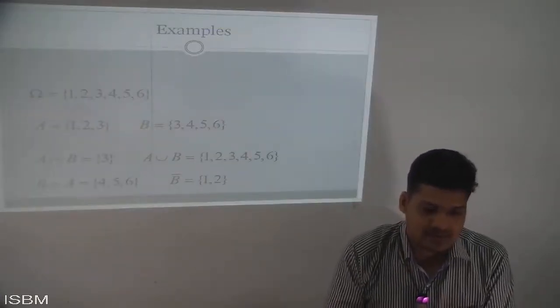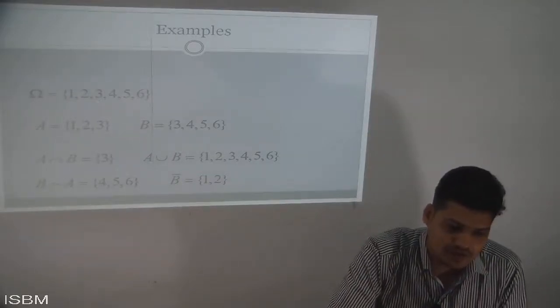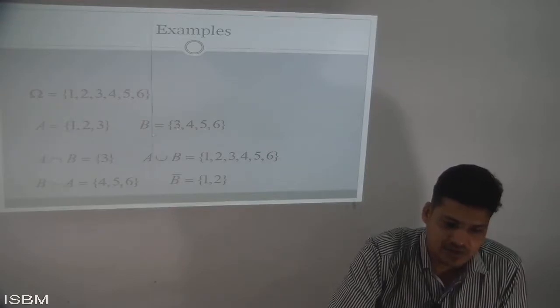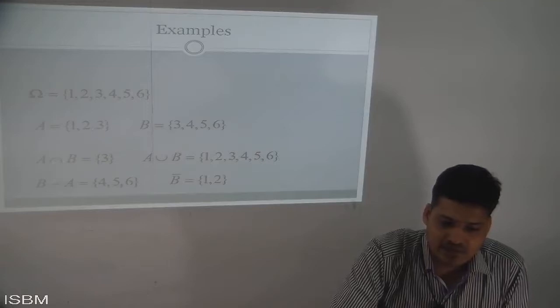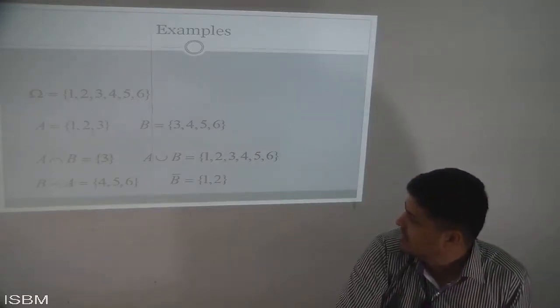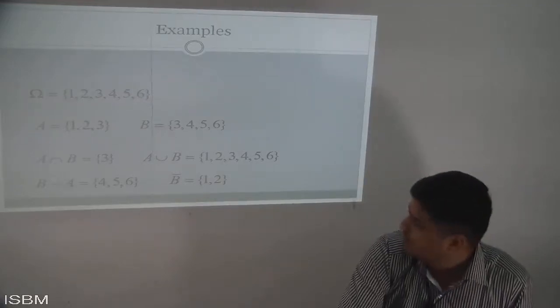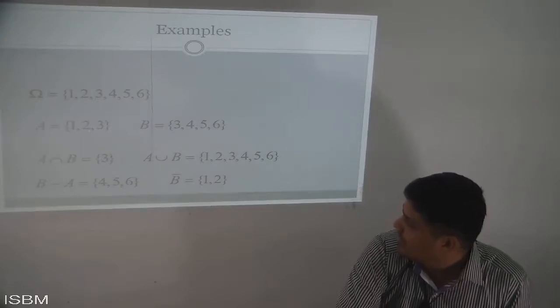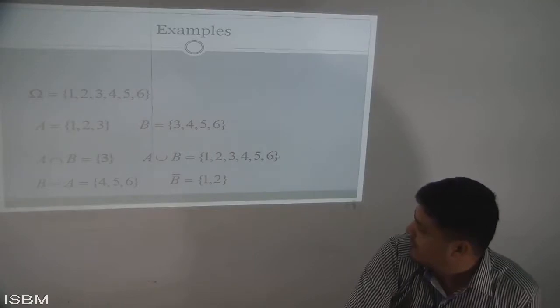So next is an example. A is 1 2 3 and B is 3 4 5 6. The intersection of A and B: you can see that 3 is common in both of these two. So A intersection B is 3. A union B, I can say, is 1 2 3 4 5 6.